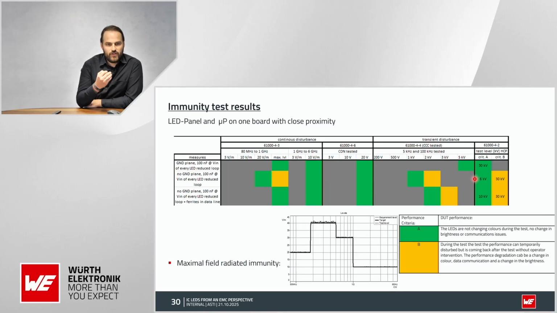When we now add a ferrite into the data lines, performance gets better, not only for the emissions but also for the immunity. We are again able to pass the maximum level. But also for burst, we can go up from 1 kilovolt to 2 kilovolts, and for ESD we can go up to 10 kilovolts.